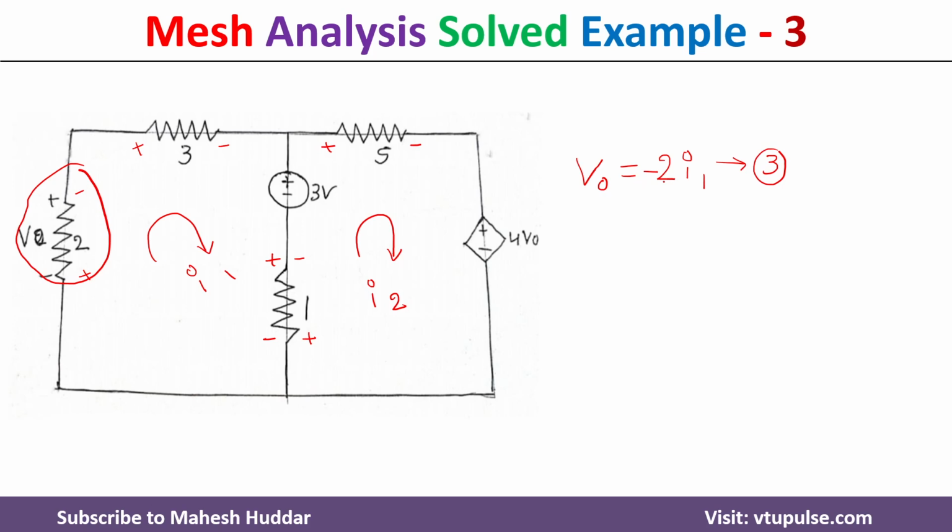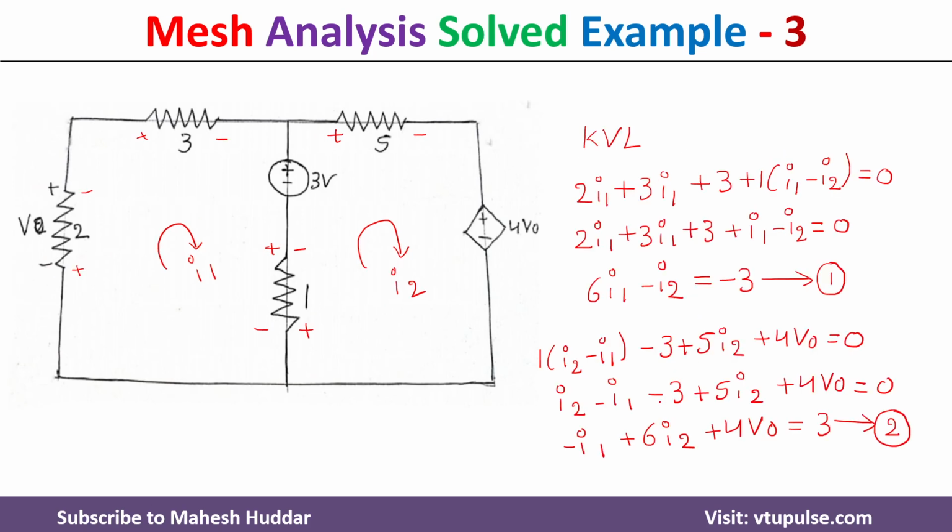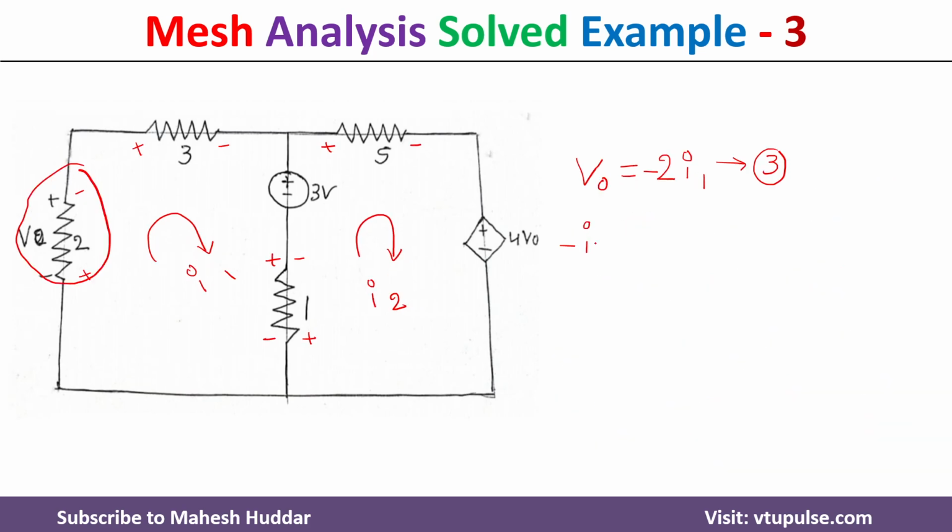Put equation number 3 in equation number 2. That is minus I1 plus 6I2 plus 4 into minus 2I1 is equal to 3. By simplifying this equation, we will get minus 9I1 plus 6I2 is equal to 3. Make this equation as 4.